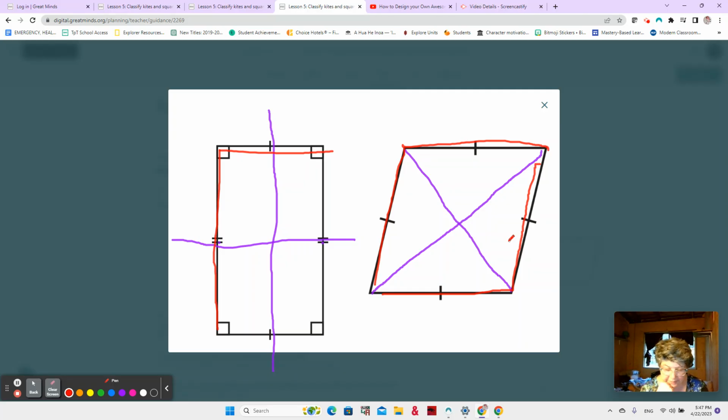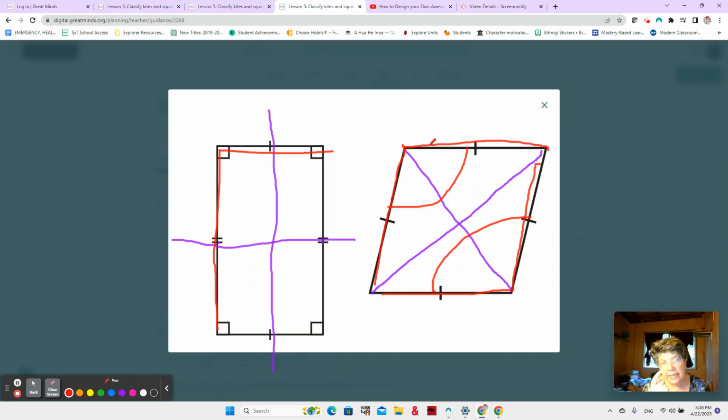Because all rhombuses have two pairs of adjacent sides that are the same length, because they have all four sides the same, right? So it makes sense that these two sides would be the same and these two sides would be the same, because all four sides are the same. So that means that all rhombuses are also kites. Do you see that? In fact, if you look at it sideways, it even looks like what we think of as a kite, right? But kites do not have to look exactly like the kite in the sky.